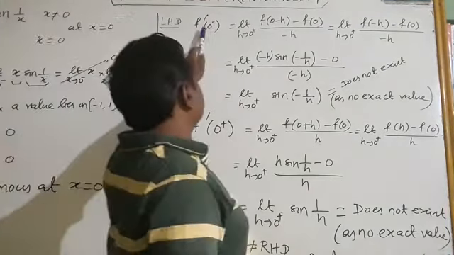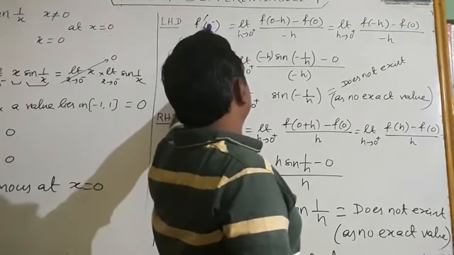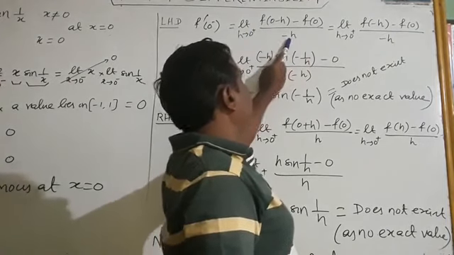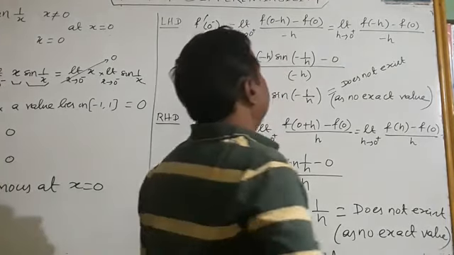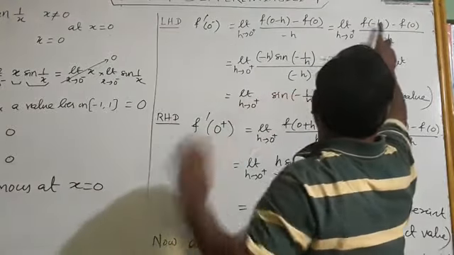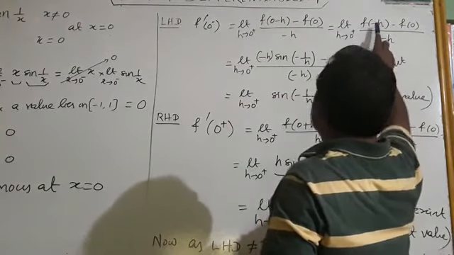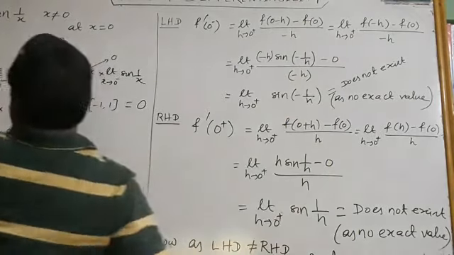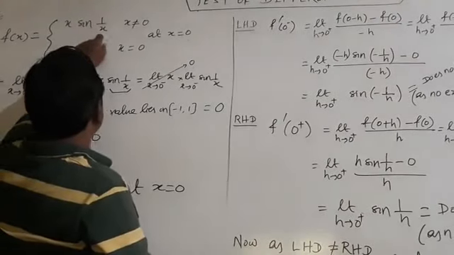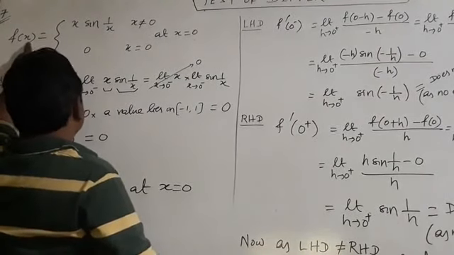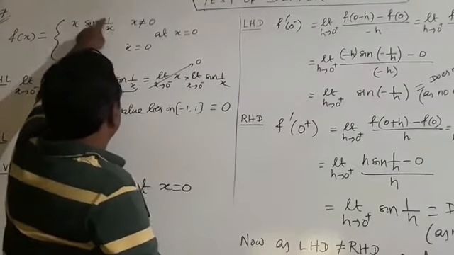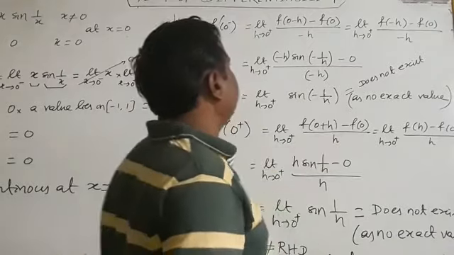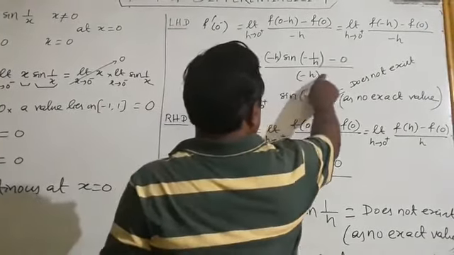By definition, it is the limit h tends to 0 plus of f of 0 minus h minus f of 0, divided by minus h. Mind it, it is important. When you put minus h in f(x) equals x sin 1 by x, it is minus h sin 1 by minus h. I am writing it as minus h sin of minus 1 by h, divided by minus h.